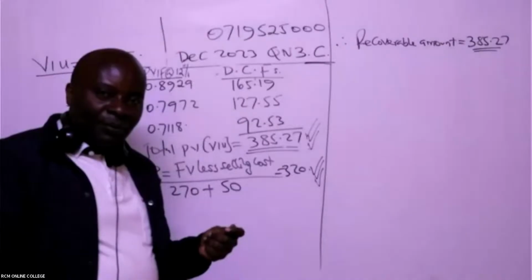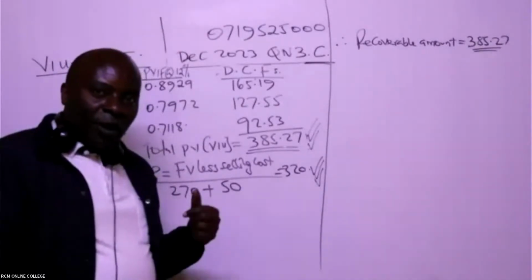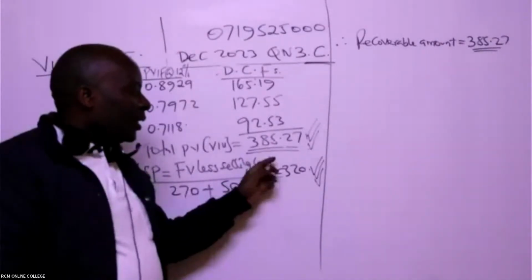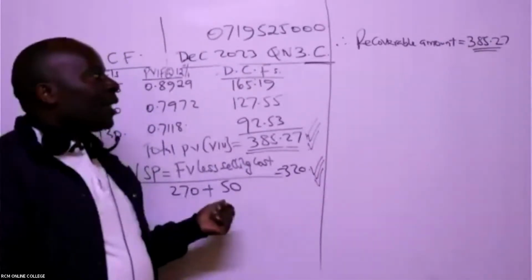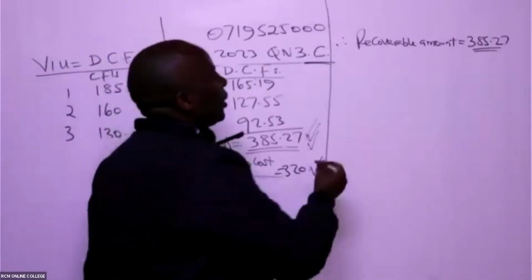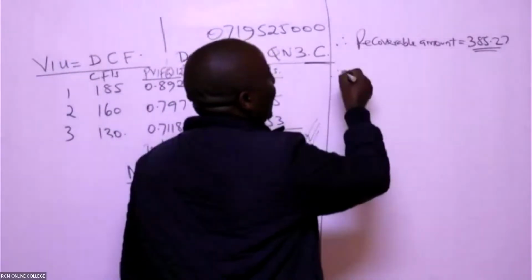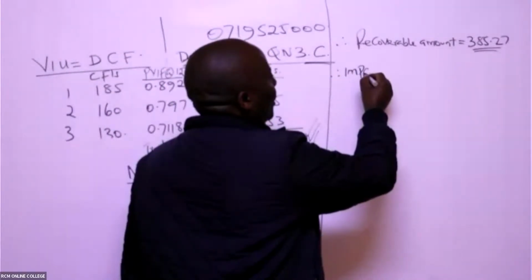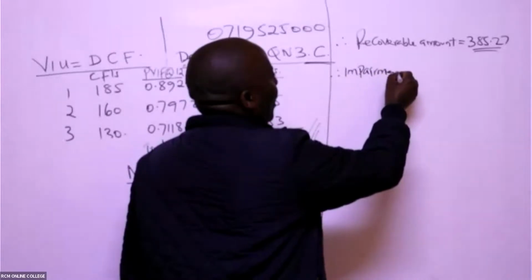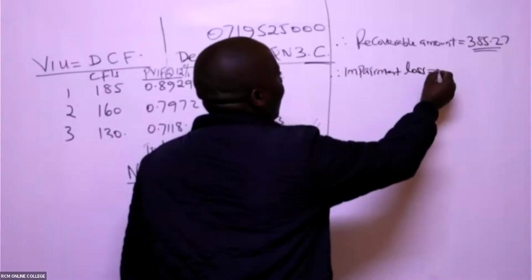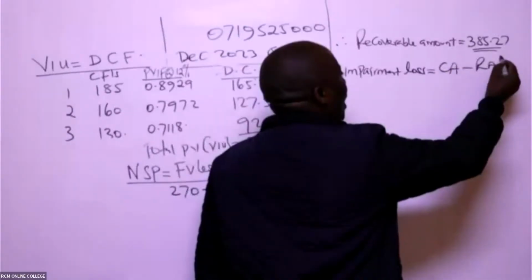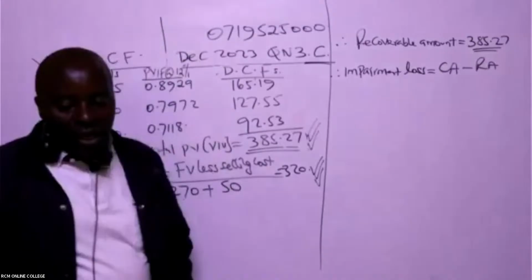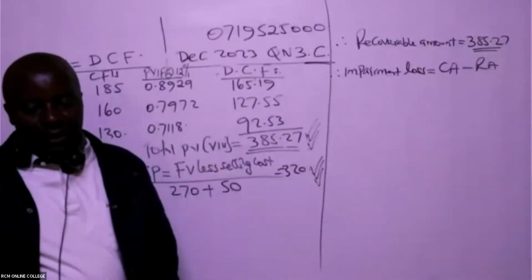You compare the two and pick the higher always, because it's about common sense. I have an asset here. If I continue using it, I will get this. If I sell it, I'll get 320. So what is better for me? The higher. And once I've gotten this, I will be able to ascertain the impairment loss, which is CAR minus RAR.